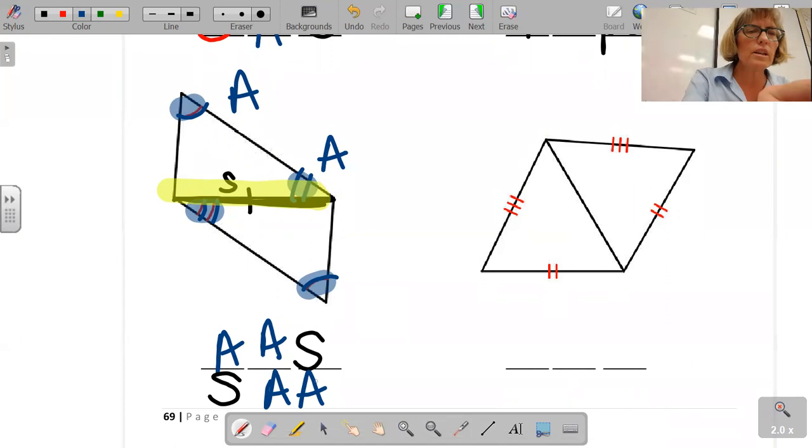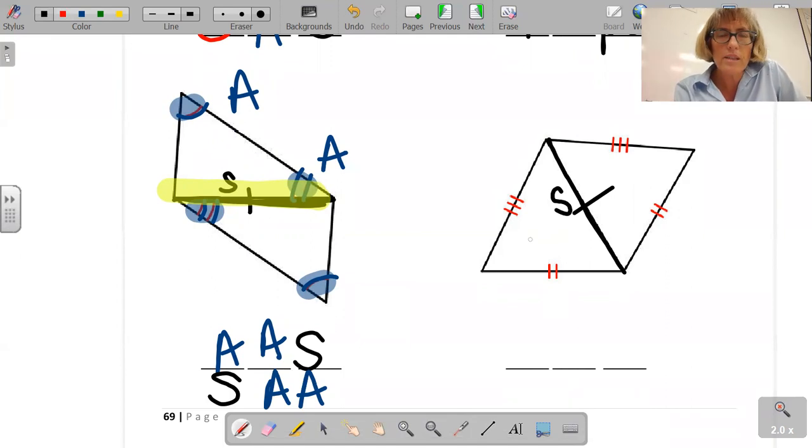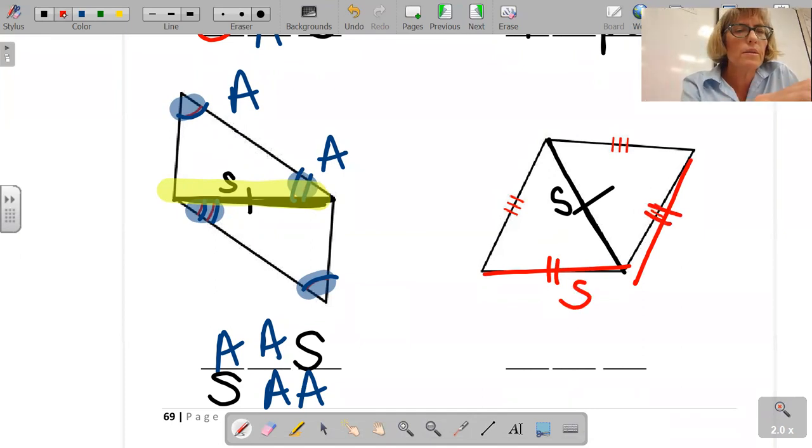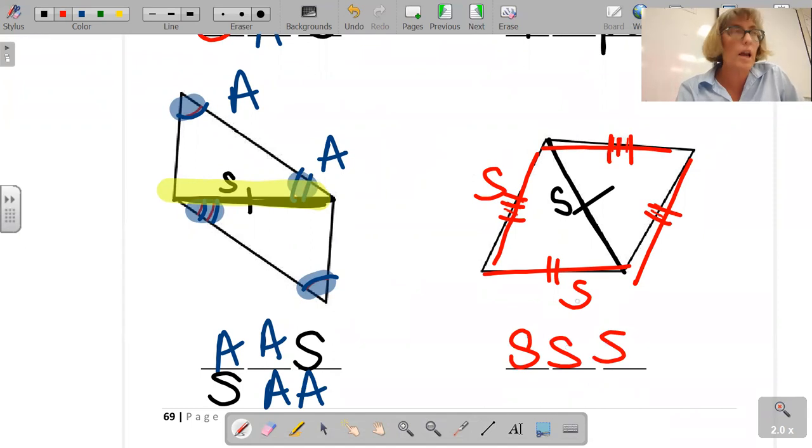On the right, let's mark our freebie. Hatch mark. S. Let's see what else we have. Another pair of sides. Another pair of sides. So this one would be side, side, side. That's how you do your shortcuts.